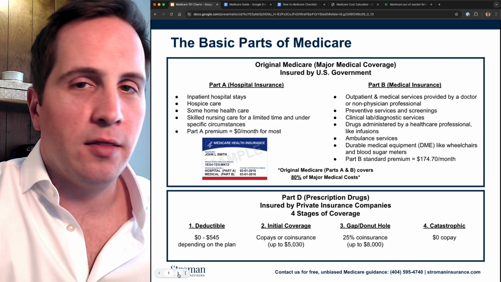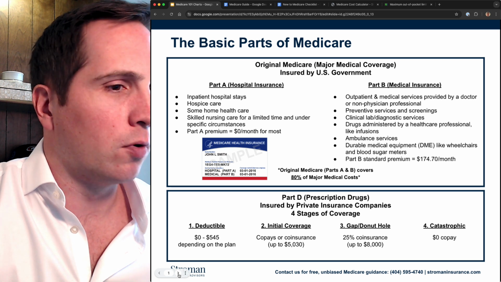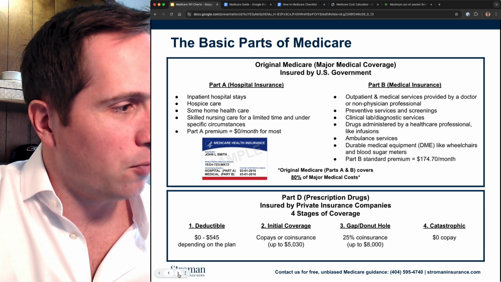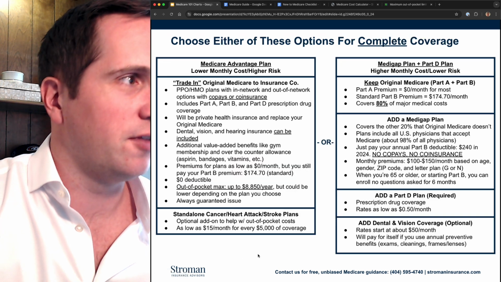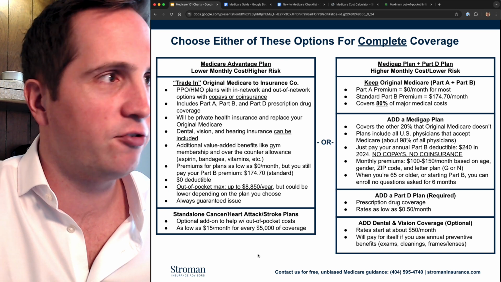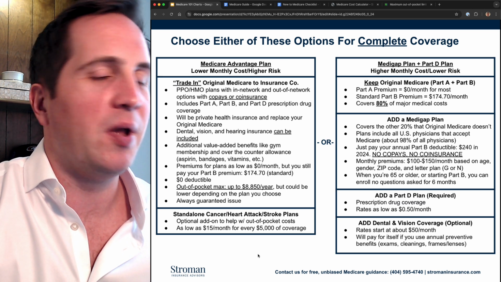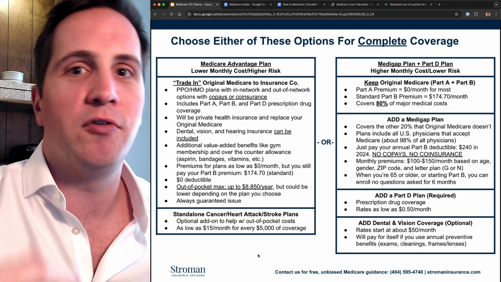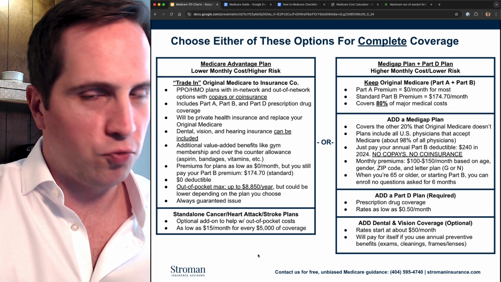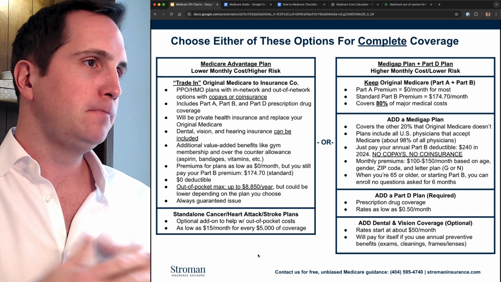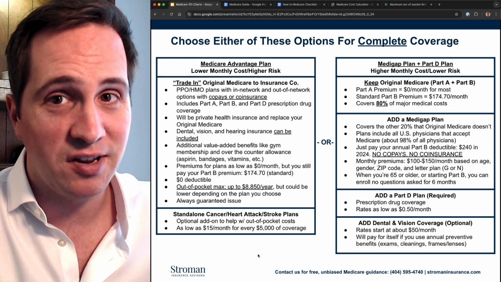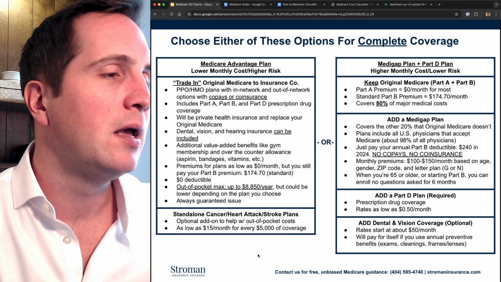Really, in a practical sense, in the real world, you can kind of forget this and focus more on this second page of the chart, which is the two fundamental options you have for coverage. Basically, these are different combinations of those various parts of Medicare, and then it's your choice which one you want to go with. The first option is a Medicare Advantage plan, also known as Part C. So that's where Part C comes in.